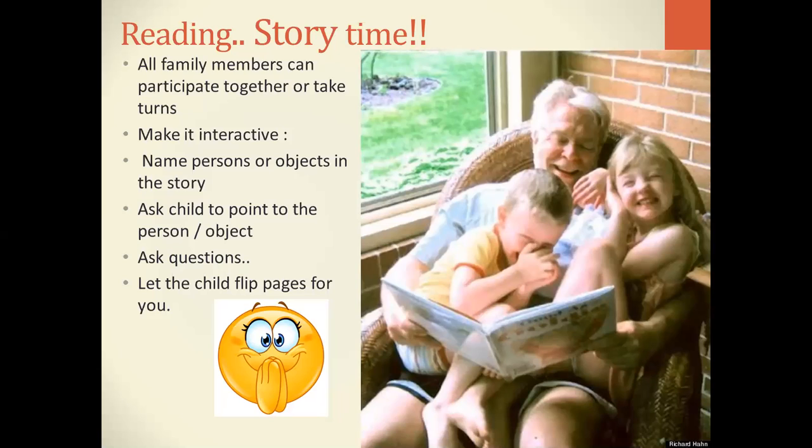Open a book, name the objects or persons in the story, then ask the child to point to the person or the object you name. Where is the boy? Where is Jill? Where is Jack? You can just ask, let the child point. Then read the story, and then ask questions. So let the child come up with answers, anything.